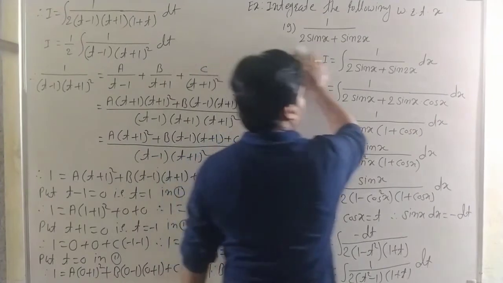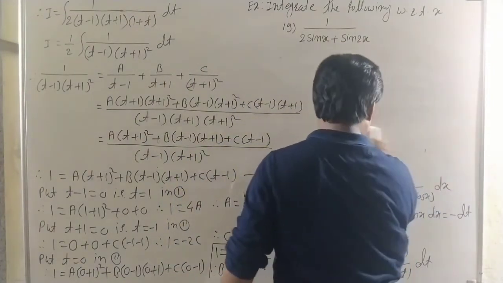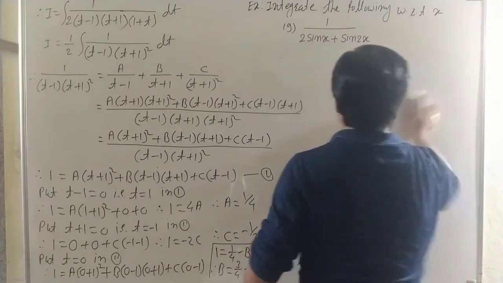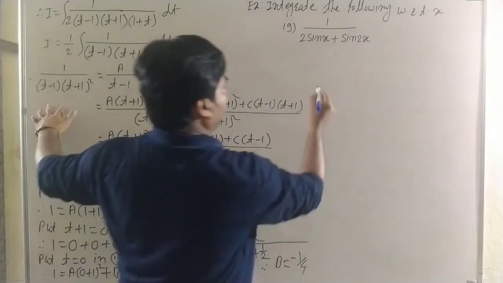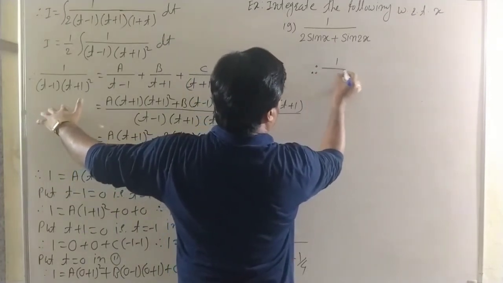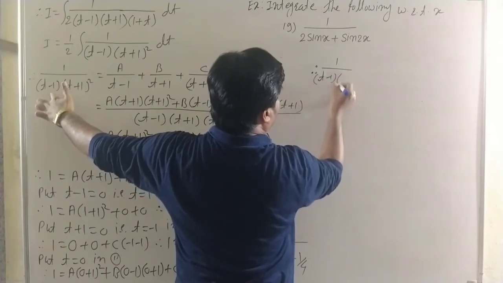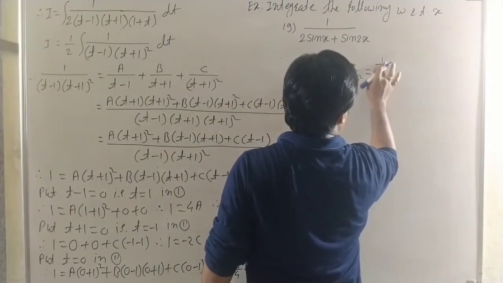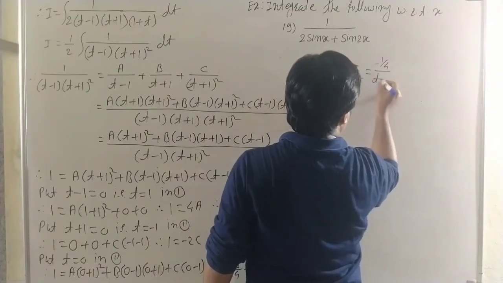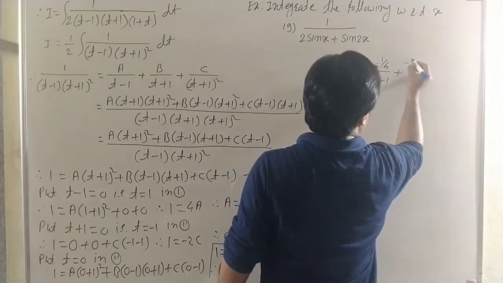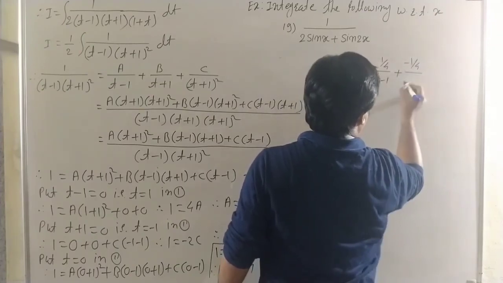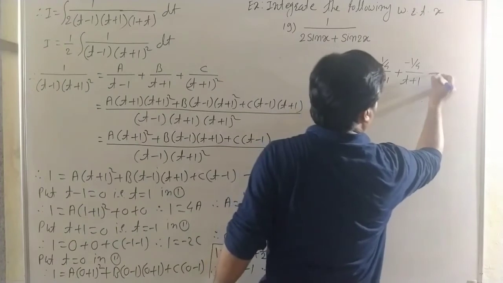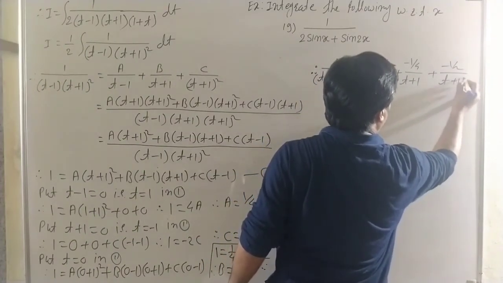Now, therefore, 1 upon (t minus 1)(t plus 1) whole square can be written as a upon (t minus 1), where a is 1 by 4, so 1 by 4 upon t minus 1, plus b upon (t plus 1), where b is minus 1 by 4, so minus 1 by 4 upon t plus 1, and plus c upon (t plus 1) whole square, where c is minus 1 by 2, so minus 1 by 2 upon (t plus 1) whole square.